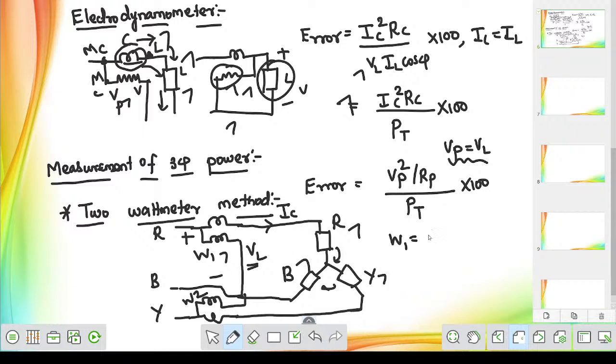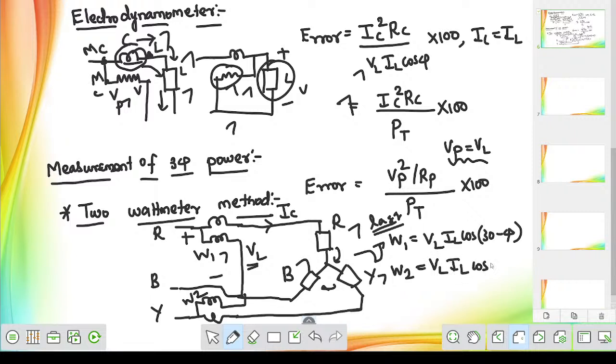With the help of this, wattmeter 1 is nothing but line voltage into line current into cosine of 30 minus phi, and assume the nature of the load is lagging. The formula that I am giving is for lagging load. If the load is lagging, then the reading of wattmeter 1 is going to be line voltage into line current into cos of 30 minus phi. What about the reading of wattmeter 2, sir? Wattmeter 2 reading will be line voltage into line current into cos of 30 plus phi. Don't forget, these two formulas are very, very important.